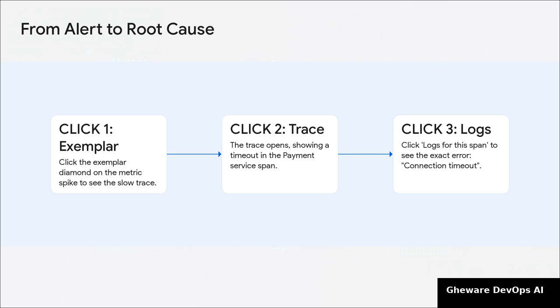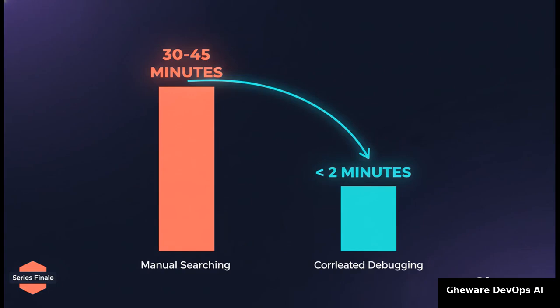We're so close. Click 3, you hit the logs for this span button, and there it is, clear as day in the logs. Connection timeout to payment gateway. That's it, root cause found. 3 clicks from alert to answer. And this just drives the whole point home. The difference is absolutely staggering. What used to be 30, maybe 45 minutes of stressful manual searching is now under 2 minutes.